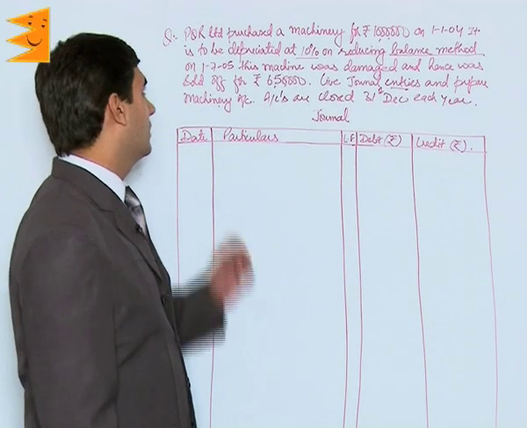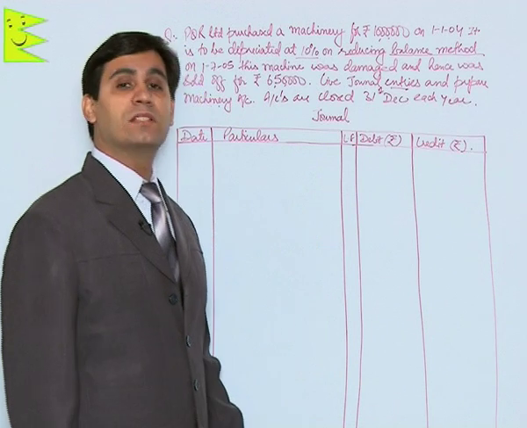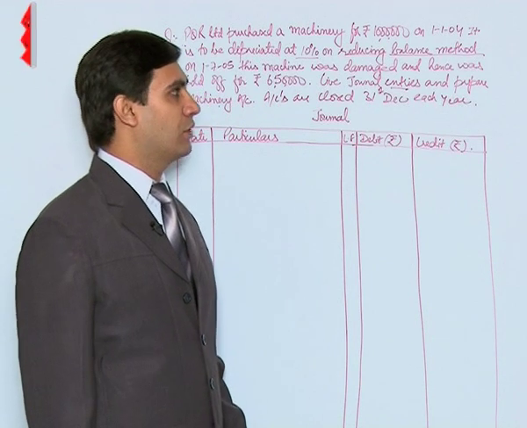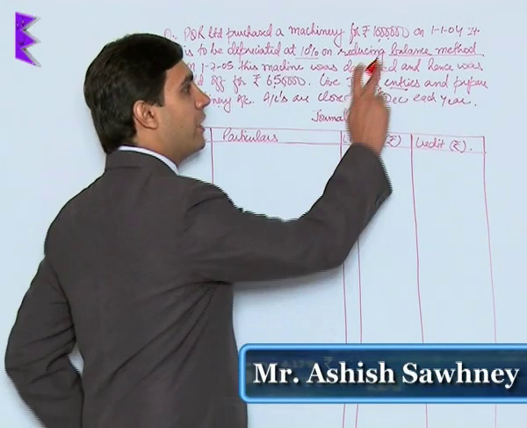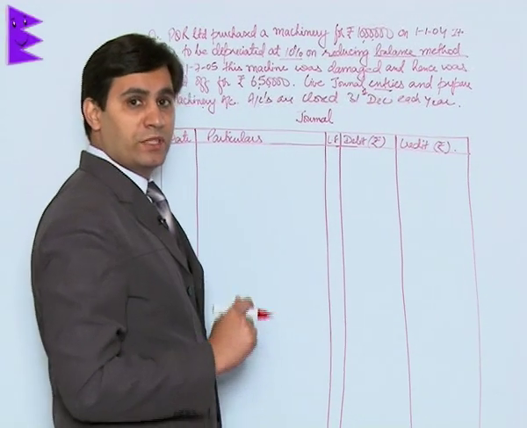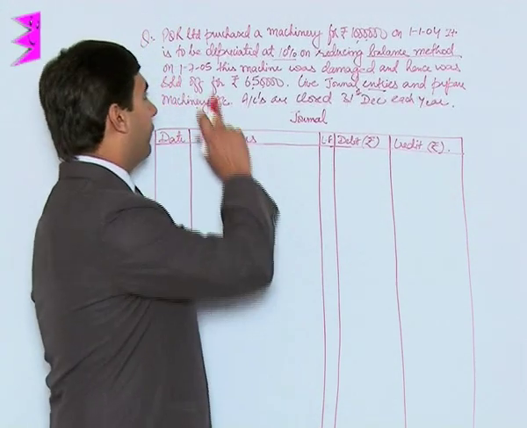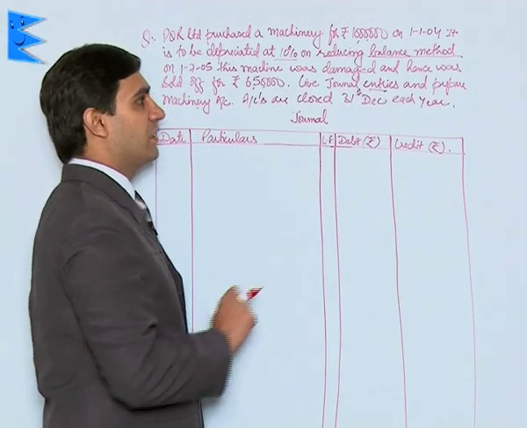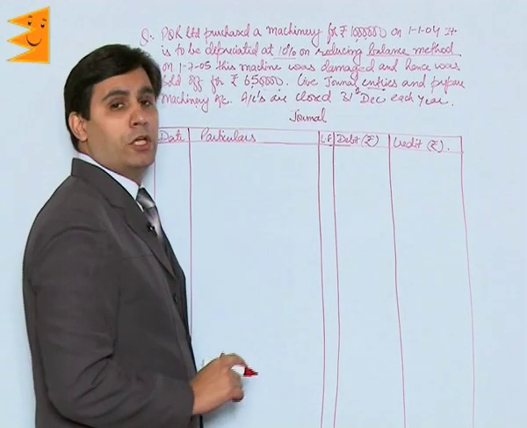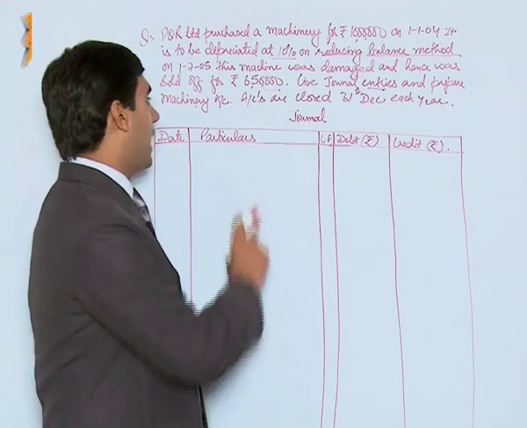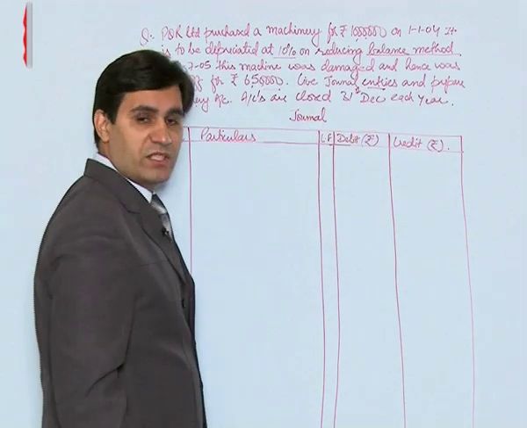Now the question goes as, a company PQR Limited purchased a machinery for rupees 10 lakh on 1st January 2004. It is to be depreciated at 10% on reducing balance method. Now students, reducing balance method implies written down value method. On 1st July 2005, that is next year, this machine was damaged and was sold for rupees 6,50,000. You are required to give journal entries and machinery account both, assuming that the accounts are closed on 31st December each year.